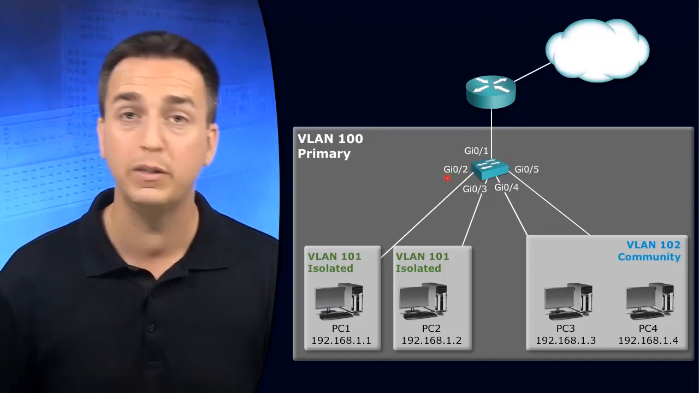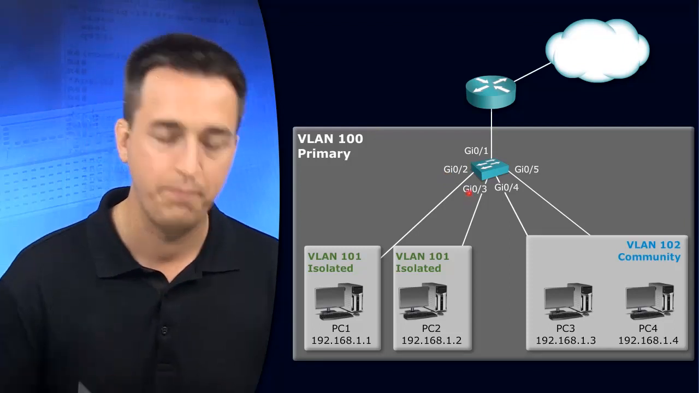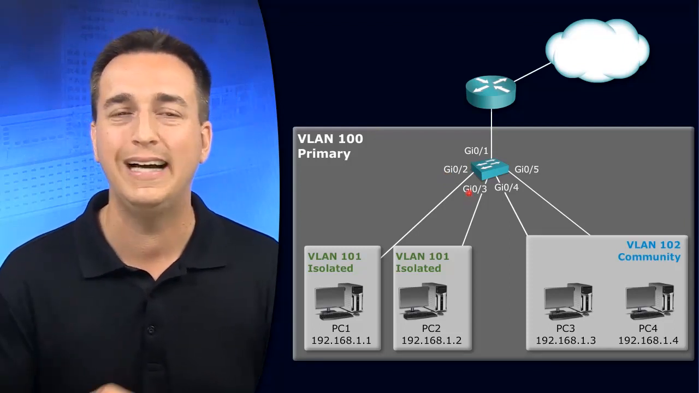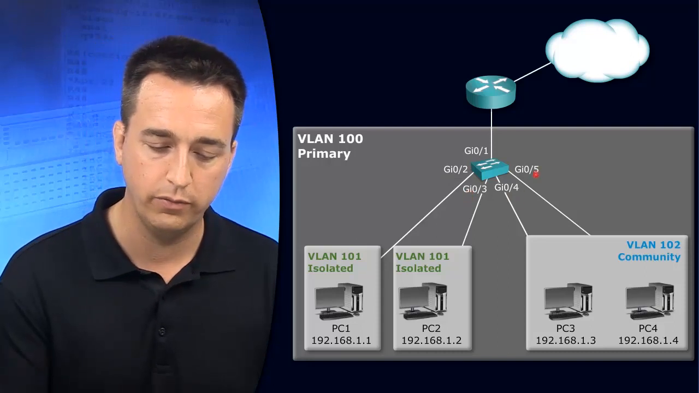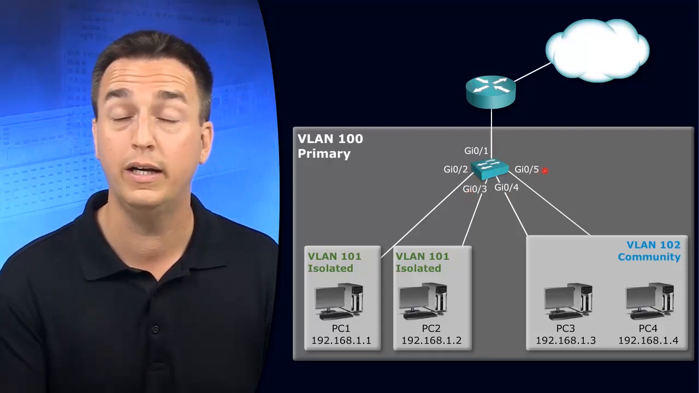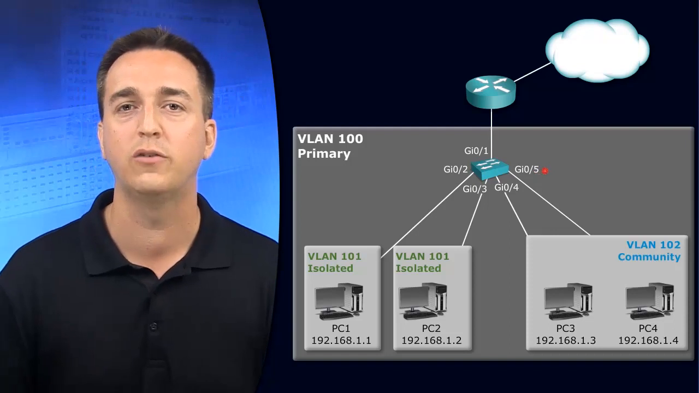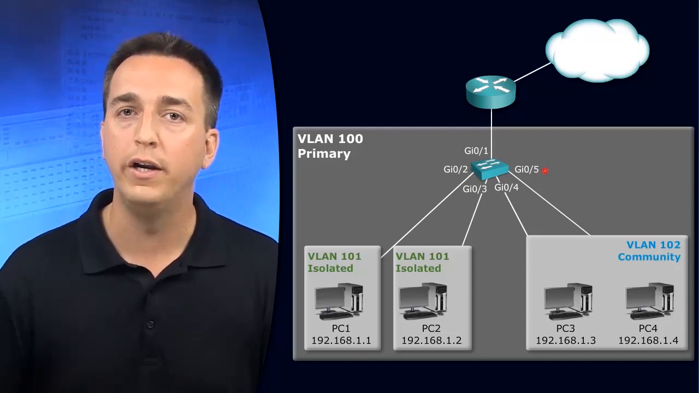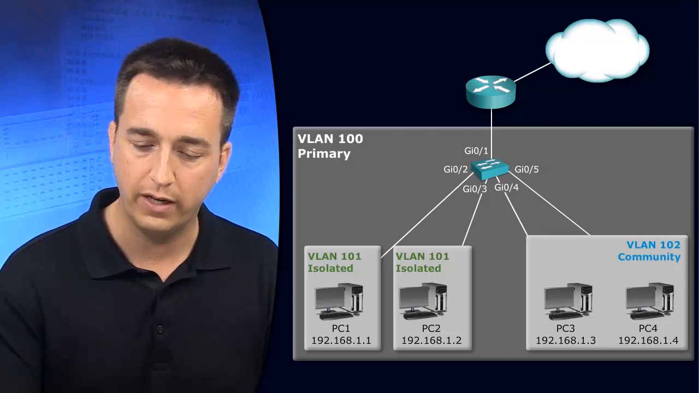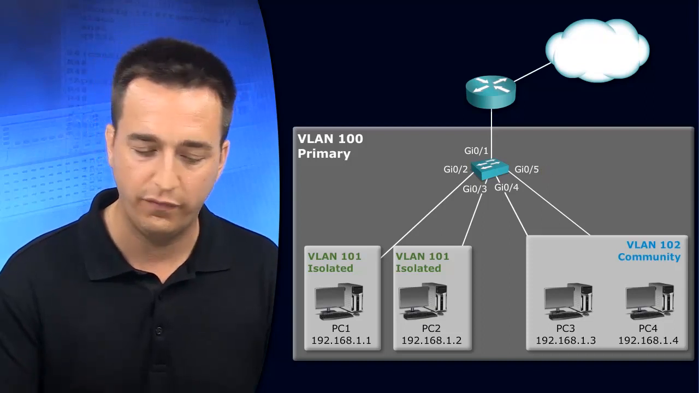certain ports. So gigabit 0/2 and 0/3 are going to be associated with the isolated VLAN 101, and gigabit 0/4 and gigabit 0/5 are going to be associated with the community VLAN 102. So how does that affect our traffic flow after the fact?